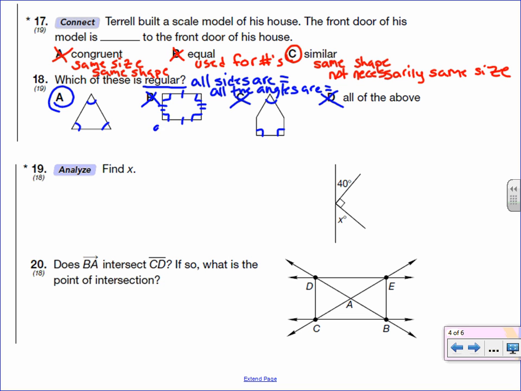So B has angles equal, but sides not. And then C, we already know that angles are not equal. Even if the sides were, which it doesn't really look like they are, the angles are not equal, so it's not regular.